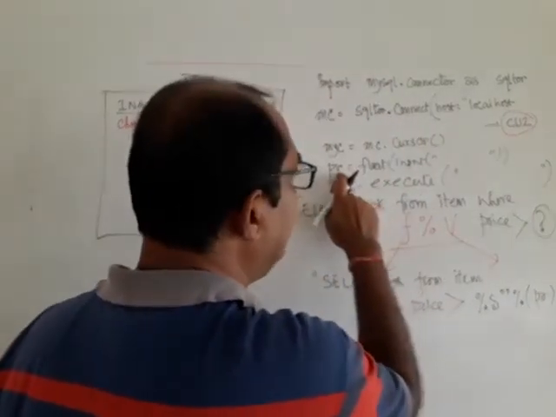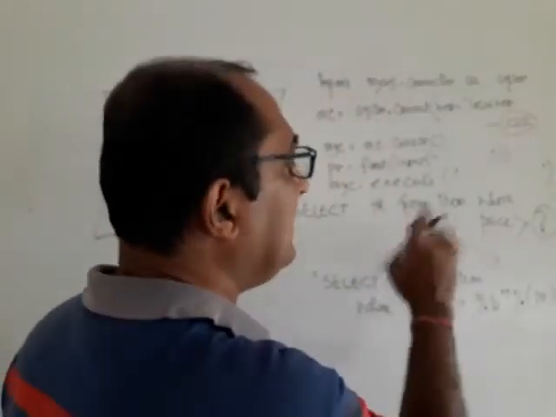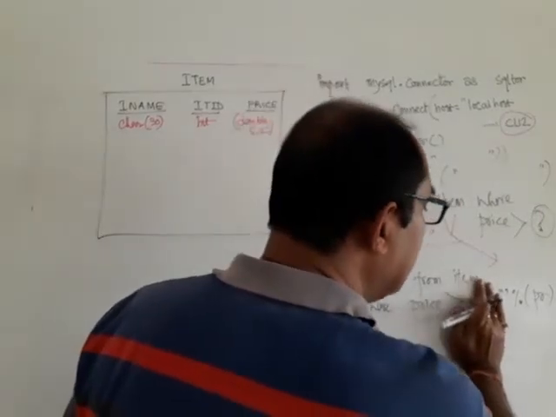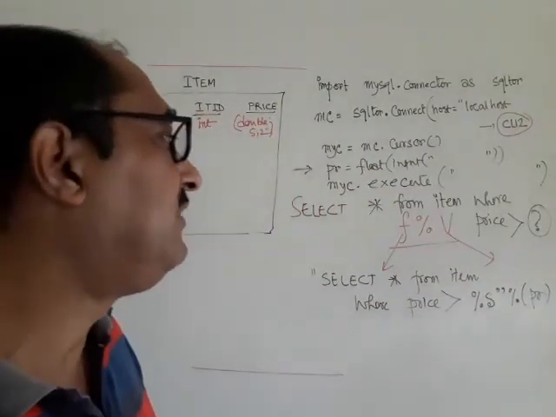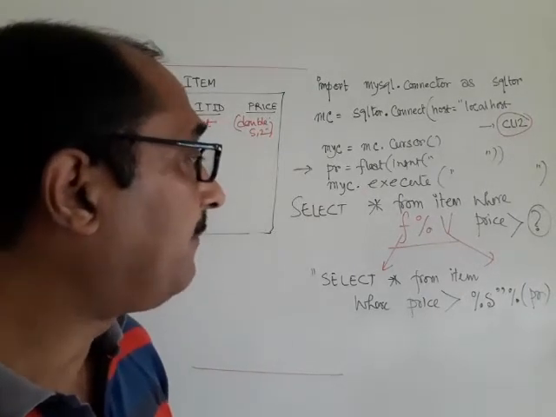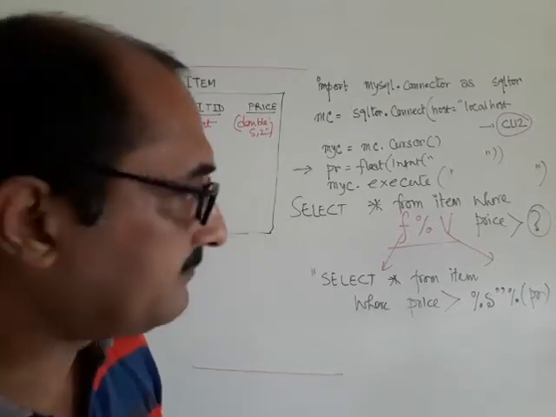Say the user inputs a value 50, so what will happen? It will be 50. And when the SQL command executes, this %s will be replaced by the value 50. That is how we can put a parameterized query in a Python program.